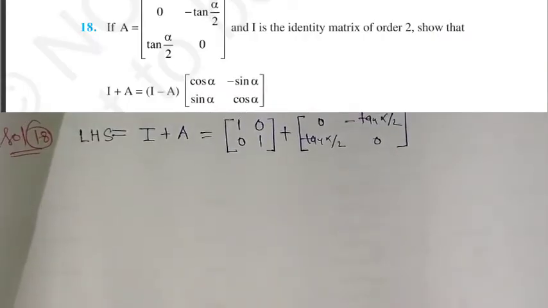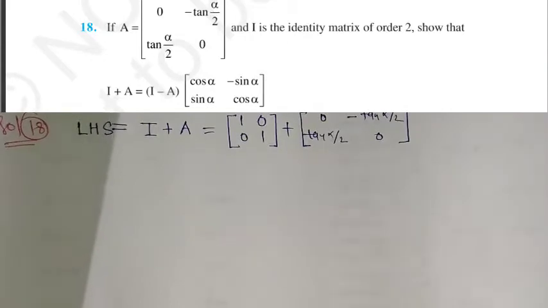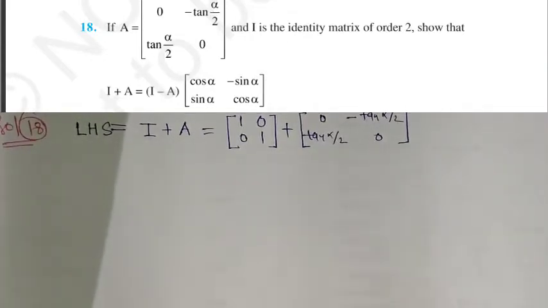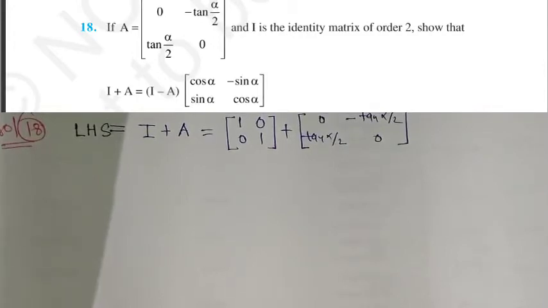Now we are solving question number 18. In that question they have given, if A is [0, minus tan alpha by 2; tan alpha by 2, 0], and I is the identity matrix of order 2, show that I plus A equals (I minus A) times [cos alpha, minus sin alpha; sin alpha, cos alpha].